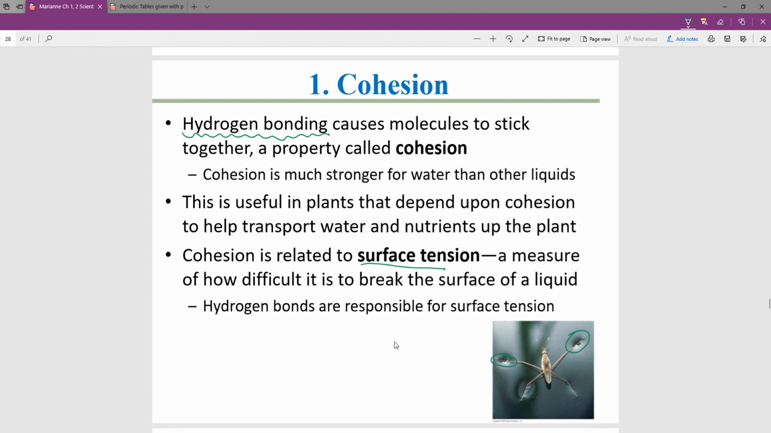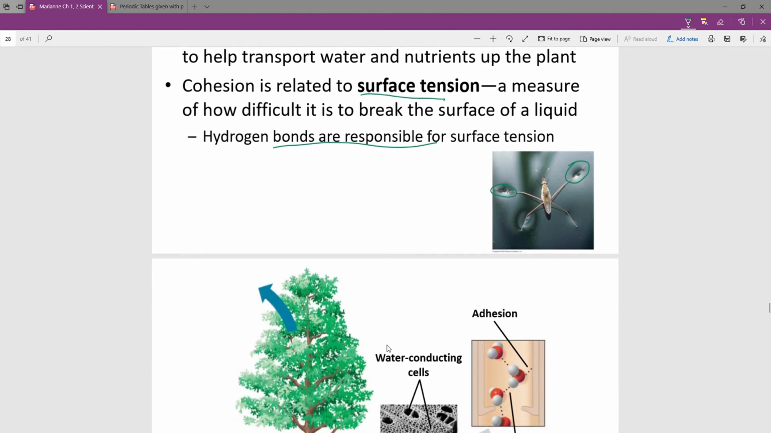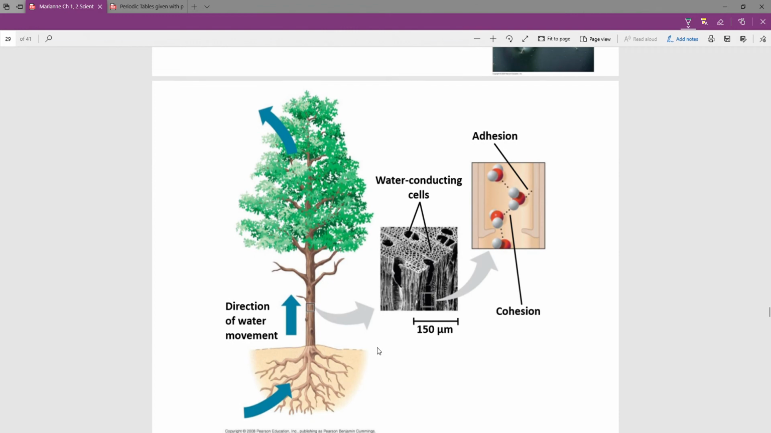So hydrogen bonds are responsible for surface tension, and it's also this idea of cohesion in plants, how plants get water up their long, tall stems. And so here, this diagram right here, these are the water molecules, and they're linked together with these hydrogen bonds, which allows them to defy gravity and move up.